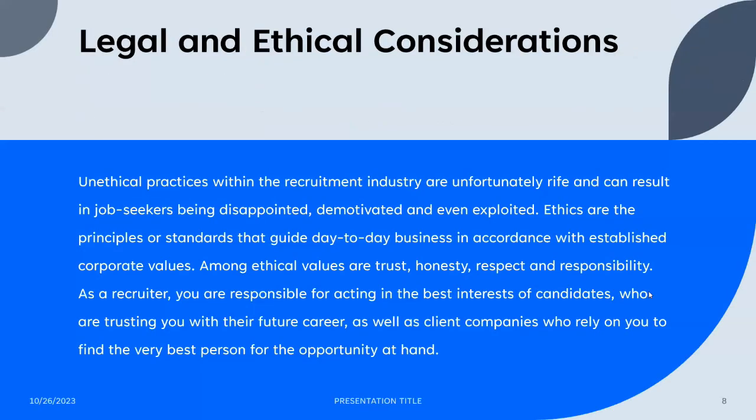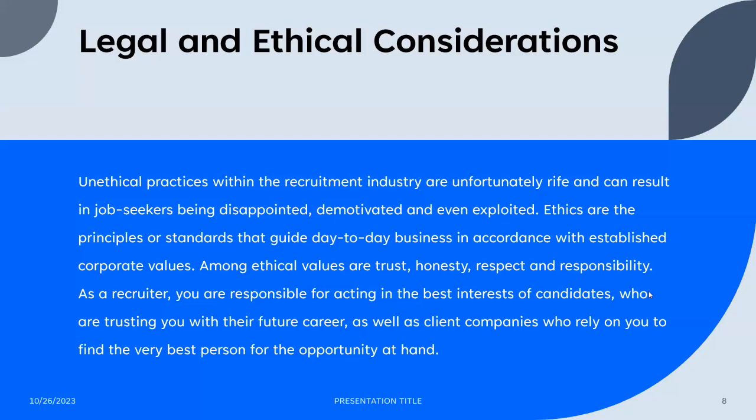Legal and ethical considerations. Unethical practices within the recruitment industry are unfortunately rife and can result in job seekers being disappointed, demotivated, and even exploited. Although we need to understand and accept that during the last years more focus has been given to the well-being of the employees and the importance of HR, and there are some changing things also in the HR department for improving the whole process of recruitment.